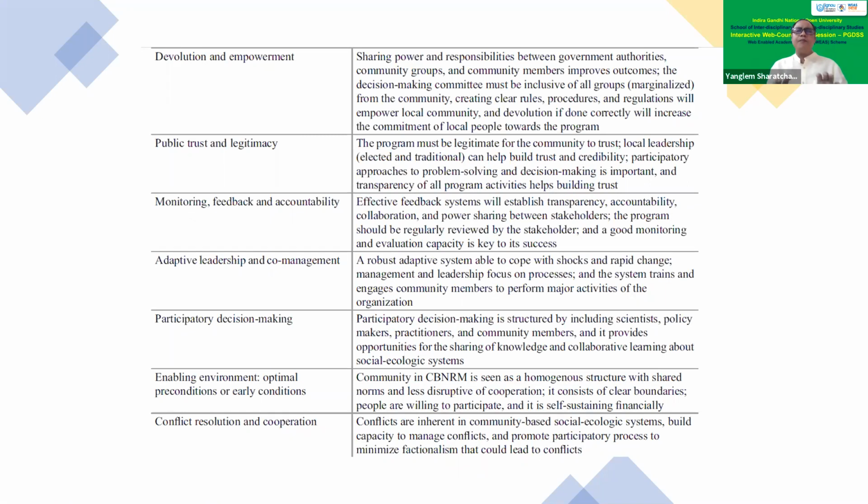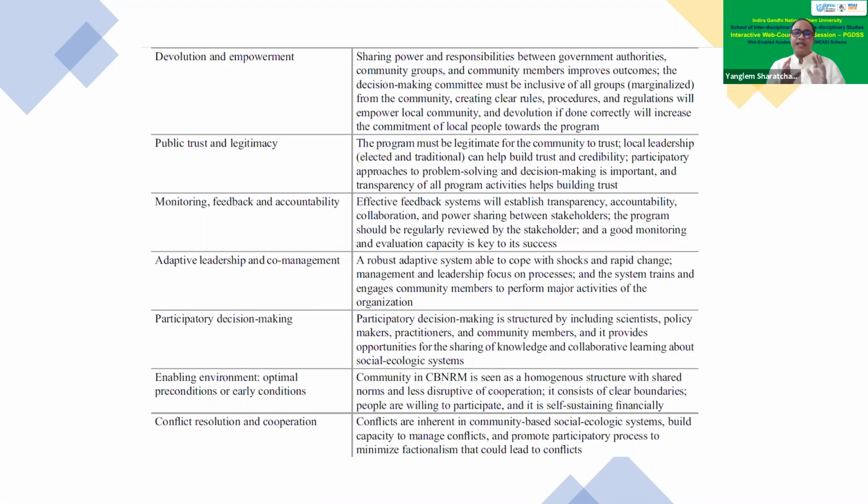Then one of the important characteristics is devolution and empowerment. When you talk about implementation, sometimes, as in the top-down approach, power is given to the implementing organization. But here we have to devolve the power, share the power, and empower the local people. Public trust and legitimacy need to be developed, and regular monitoring and feedback from the stakeholders, and the accountability of each and every stakeholder, needs to be brought together.